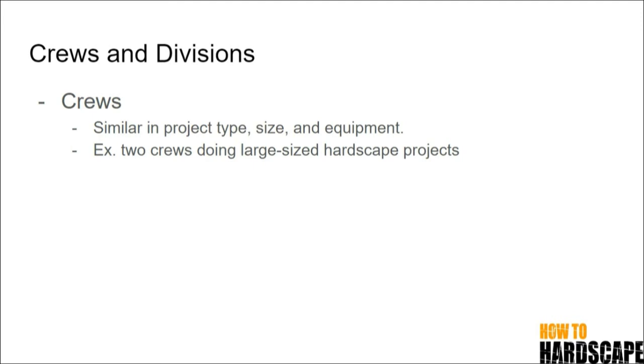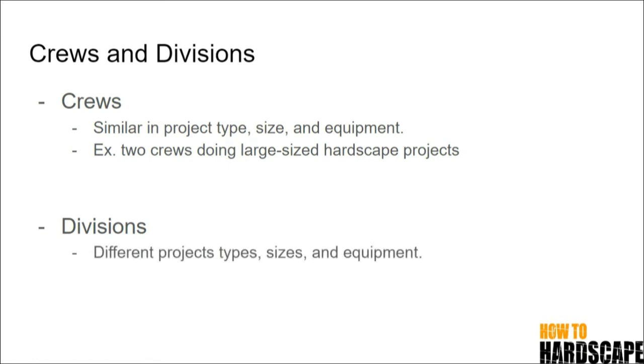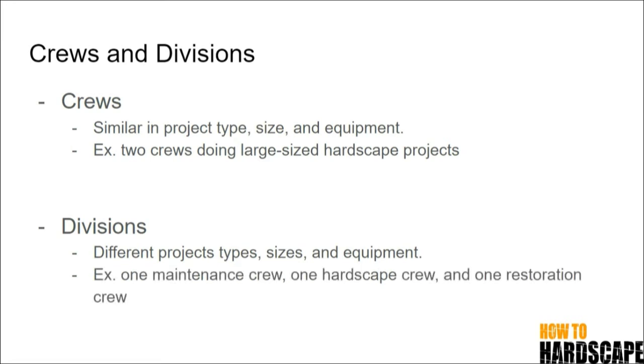Now, perhaps you have many different crews that are doing different things or have different equipment in them. Then we would call that a division. A division we would define in our business as doing different project types, sizes, and equipment in those different crews that would make up a different division. An example of a division would be one maintenance crew, one hardscape crew, one restoration crew, paver restoration or sealing crew, whatever it may be.